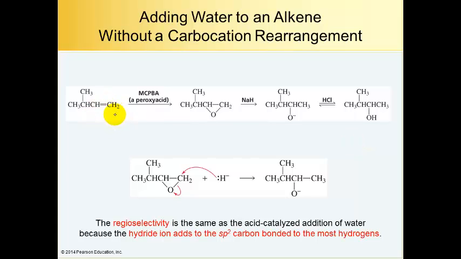So we have an alkene, we use a peroxy acid to make the epoxide, then we can open up the ring and we get a single alcohol product. When we look at NaH, if you want to understand how that process works a little bit, we're really looking at an H- as your nucleophile. So the H-, because it's basic conditions, is going to react with the carbon with the least substituents, opening up the epoxide, and then in a second step will protonate. So the regioselectivity is the same as in the acid-catalyzed addition of water because the hydride ion adds to the carbon with the most hydrogens.